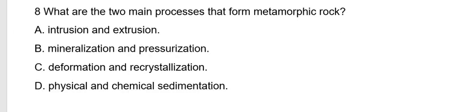Number eight, what are the two main processes that form metamorphic rock? So there's two things that happen in order for us to get metamorphic rock. What are those two things? Is it A, intrusion and extrusion? Well, intrusion and extrusion certainly are how we describe the rock, but I'm not sure those are the processes that cause the rock. B, mineralization and pressurization? Is it C, deformation and recrystallization? Or is it D, physical and chemical sedimentation?